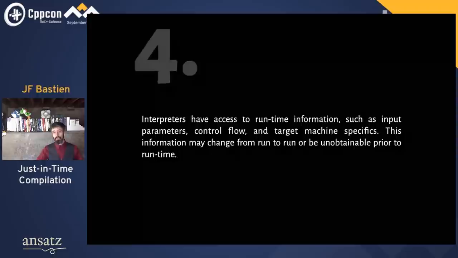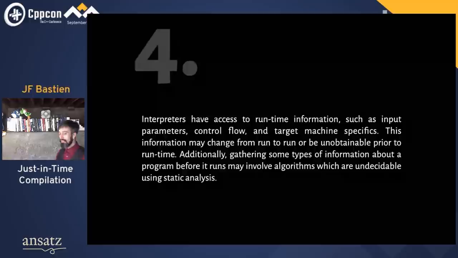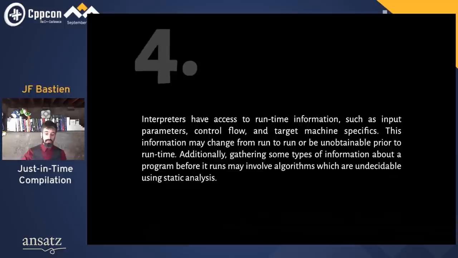Right? You don't know what the control flow is gonna be until after you run the program. Additionally, gathering some types of information about a program before it runs may involve algorithms which are undecidable using static analysis. Right? So there's a lot of problems in compilers. The compiler has to just say, too complicated, can't solve that. Like, we're not trying to solve the halting problem. In a lot of cases, compilers will iterate a bit and then be like, this is probably pretty complicated, I figured out what I wanted, I'm not going to prove the rest. Whereas if you run the program under a JIT, you can just narrow to the execution that actually happens. You don't need to prove entire things.